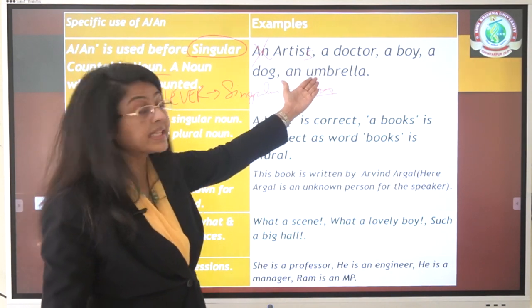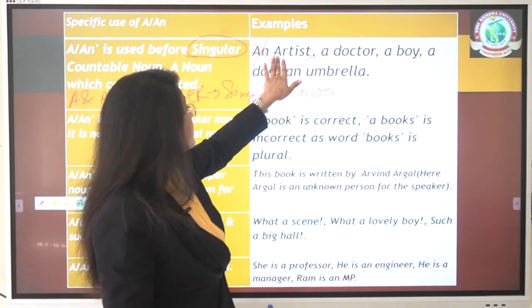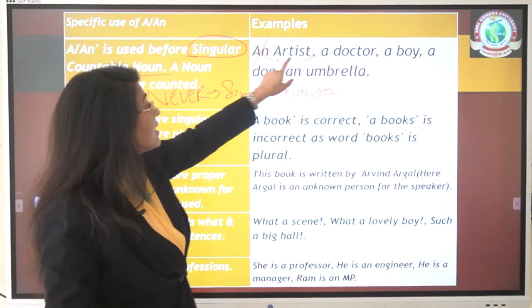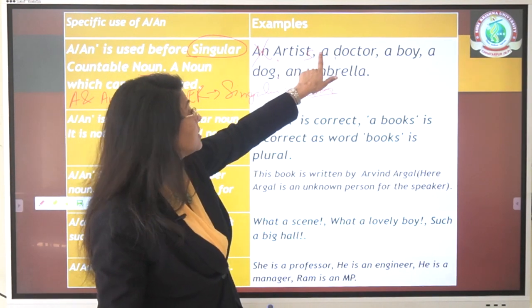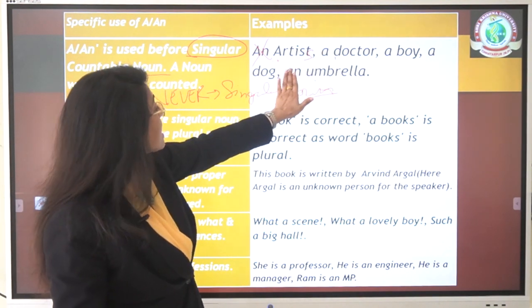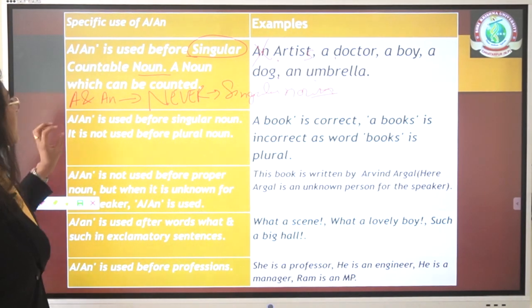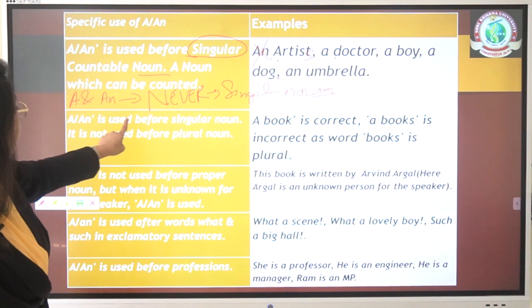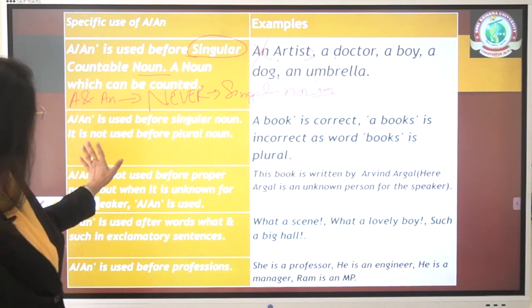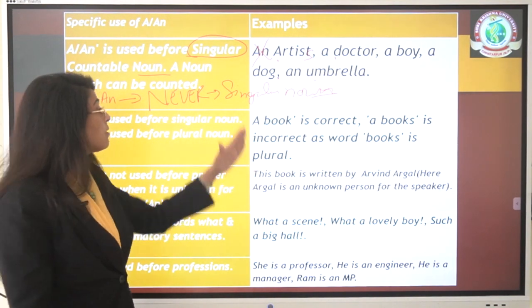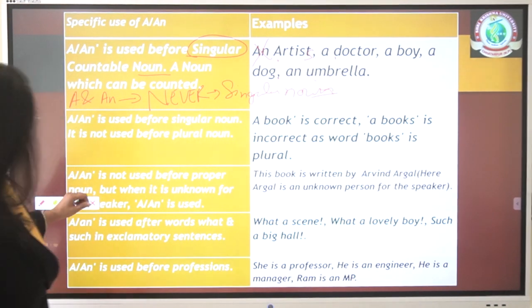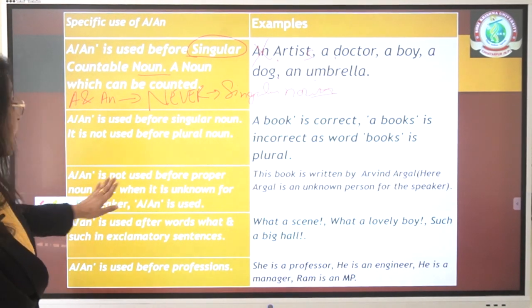Similarly is the case here as well. Here vowel sound AN, here consonant sound A. Here again vowel sound AN. So now you know what the difference here is. Coming on to A and AN, they are used before a singular noun, not before a plural noun, as already explained.